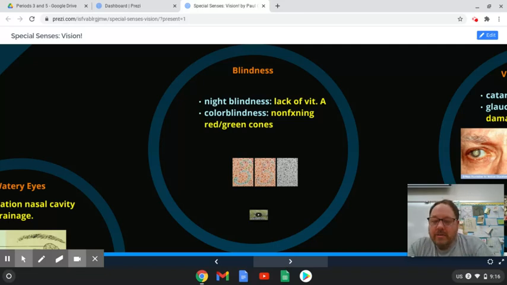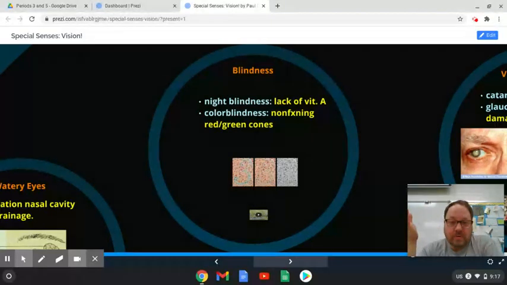Now, there are those different photopigments that absorb different wavelengths of light. If a person doesn't produce a functioning pigment, or produces a pigment that doesn't appropriately change shape to stimulate an action potential, then you don't see those wavelengths of light, and we sort of lump those wavelengths in with other colors. That's what we refer to as color blindness.